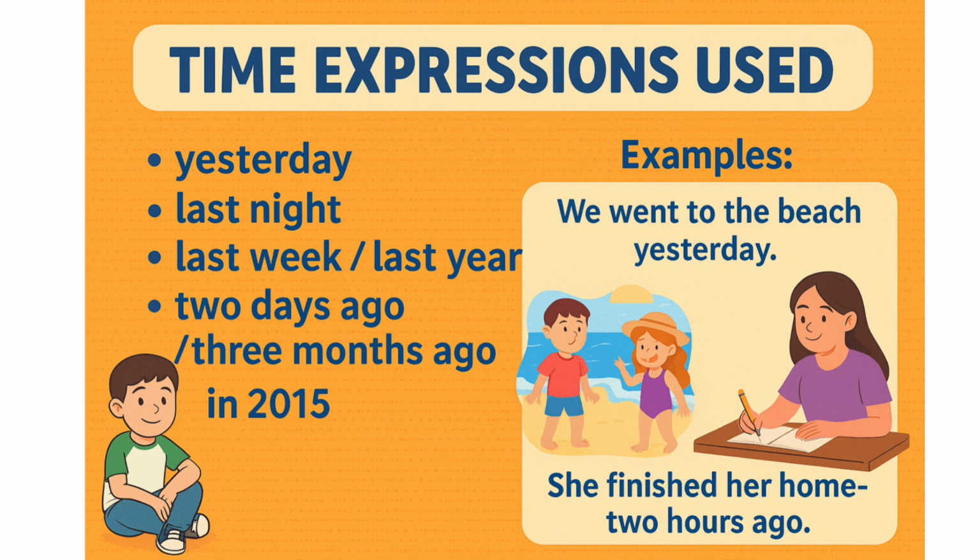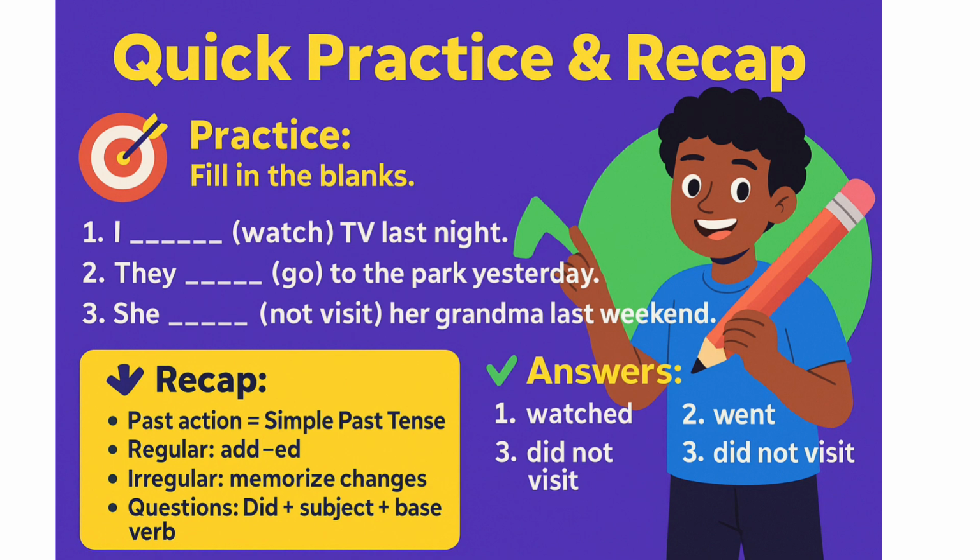Time for a quick quiz. Fill in the blanks with the correct past tense forms. Number 1. I, blank, watch TV last night. Number 2. They, blank, go to the park yesterday. Number 3. She, blank, not visit her grandma last weekend.